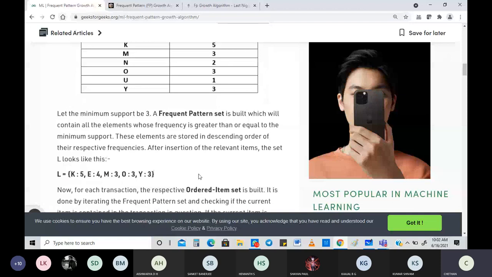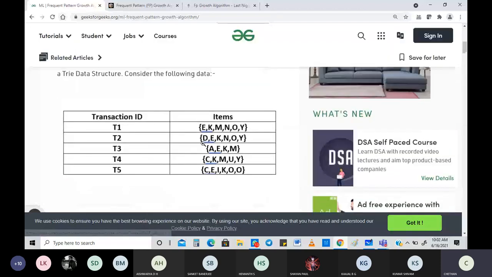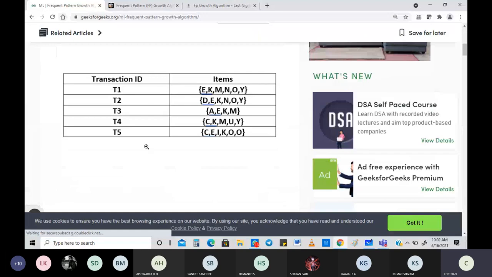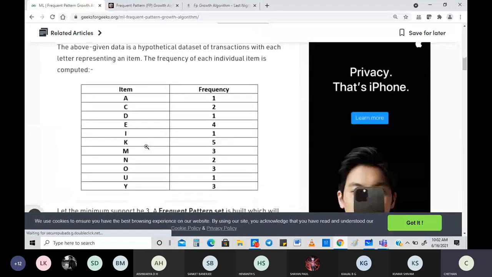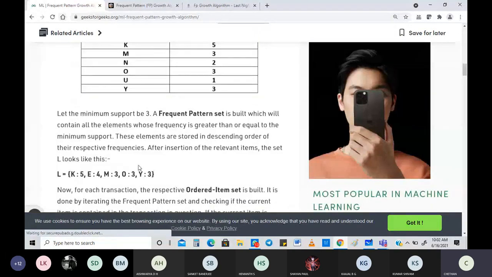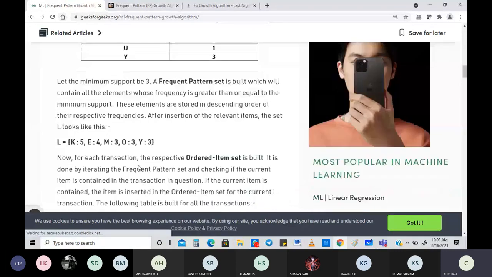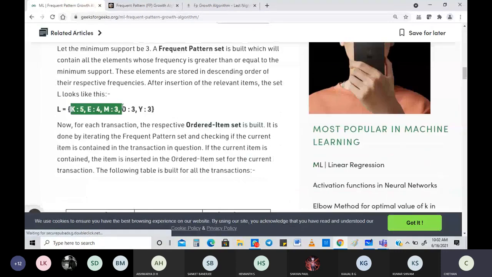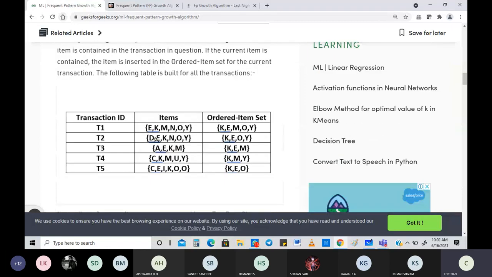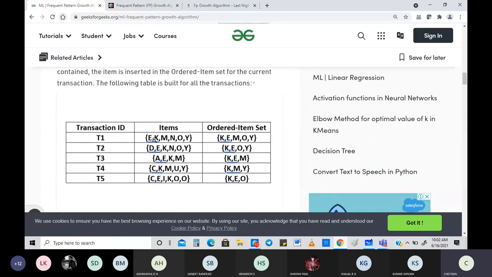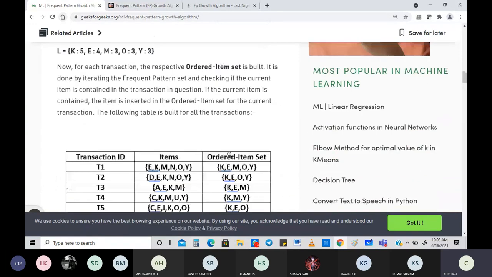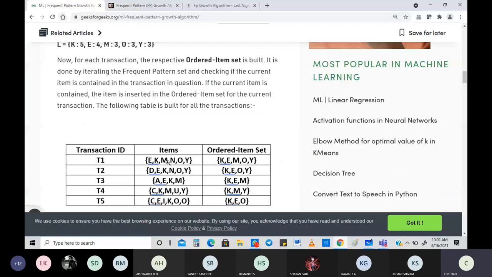The next thing is, we took this original problem, the original items and transactions, and we figured out only those which are frequent patterns, whether they are there or not. If it is there, we kept it. If it is not there, we removed it. So if you do it, this was the original items. Then if you took only the ordered item set with regard to this frequent pattern, this is what we got: K-E-M-O-Y. You can see all 5, K-E-M-O-Y, are there in this, so we have kept all those things.